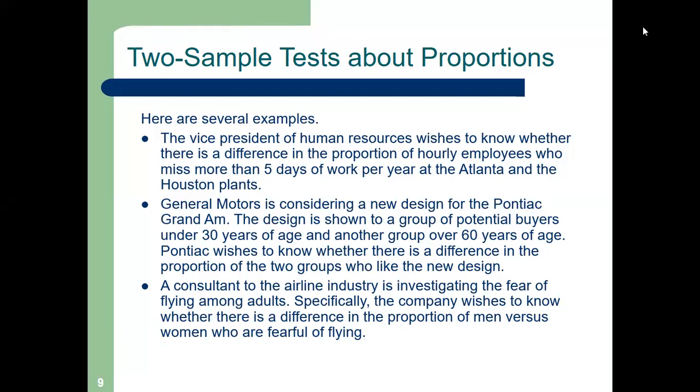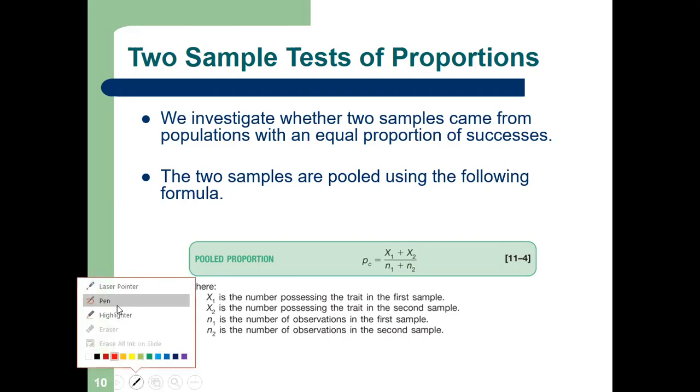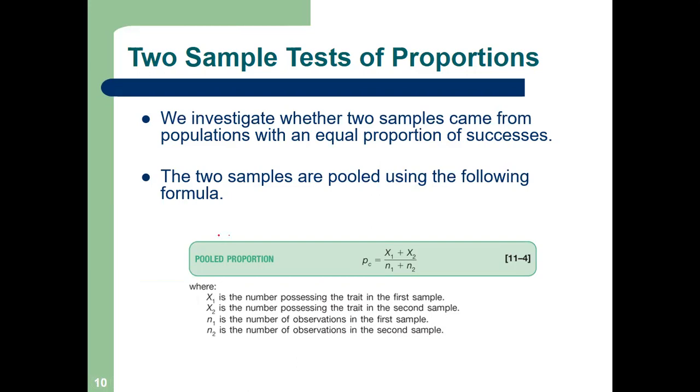Now, if there is no mean, then what should we do? What formula? Please write down the formula. Two sample test of proportions: we investigate whether two samples came from populations with an equal proportion of success. So this is our formula. We do pooled proportion. We do pooling of proportion, right? I will solve one problem and show you what is pooling of proportion.